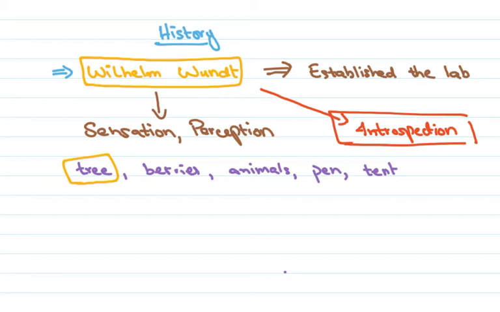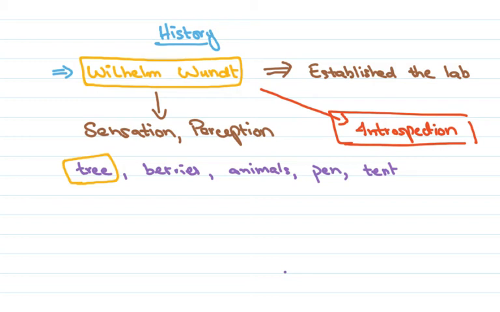The response that was asked of them was to list down any mental imagery that came into their mind when they read this word. Whatever thoughts they had, whatever images they had, whatever sensations they had, they were to report all of these to the experimenter.